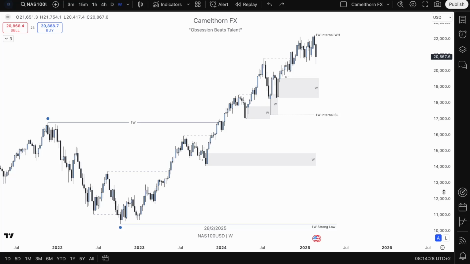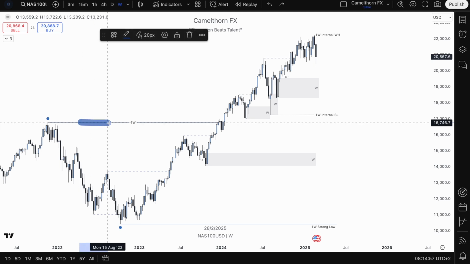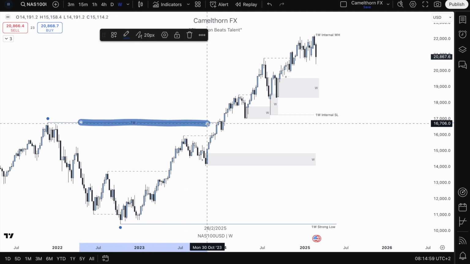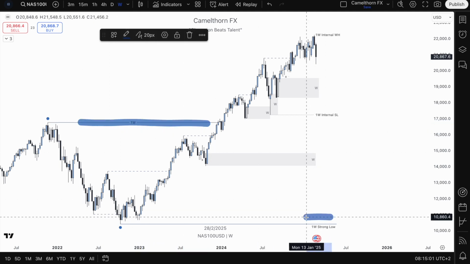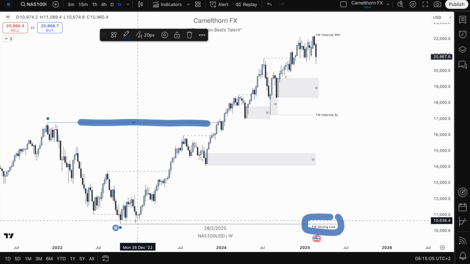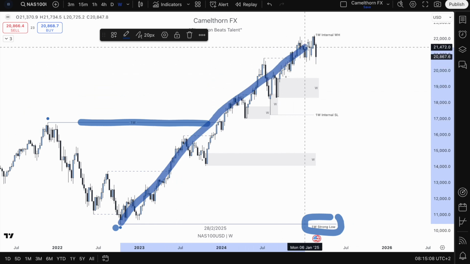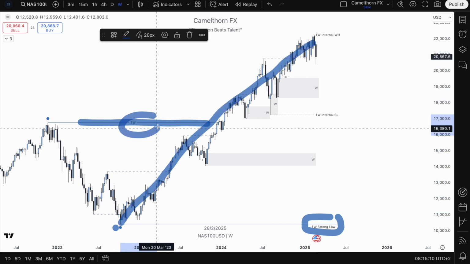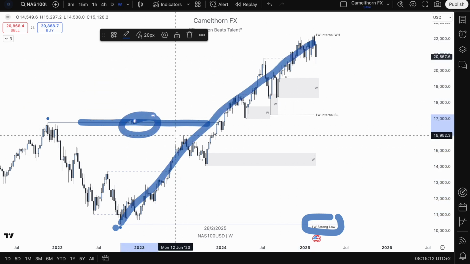Our weekly time frame is currently trading bullish. Our last major external breaker structure is a bullish one located here. We have our weekly strong low at this location, which is the starting point of that impulsive phase which generated our bullish external breaker structure.